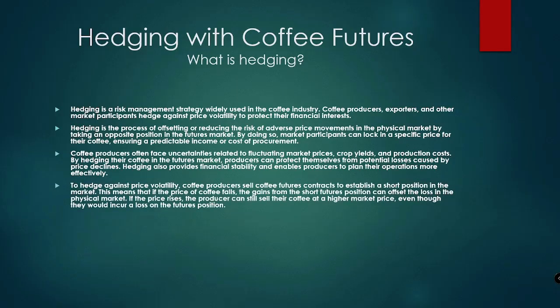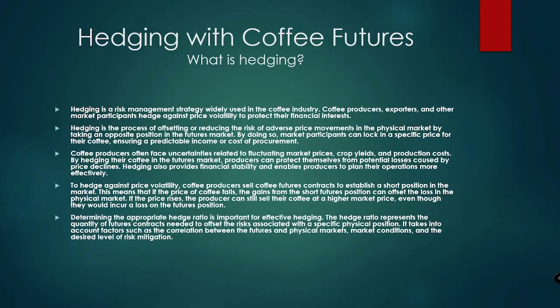To hedge against price volatility, coffee producers sell coffee future contracts to establish a short position in the market. This means that if the price of coffee falls, the gains from the short that they have on in the futures can offset the loss in the physical market. If the price rises, the producer can still sell their coffee at a higher market price, even though they're going to incur a loss in their futures position. So even though they may lose money on their hedge, they'll still make up the difference in the physical market for physical beans.